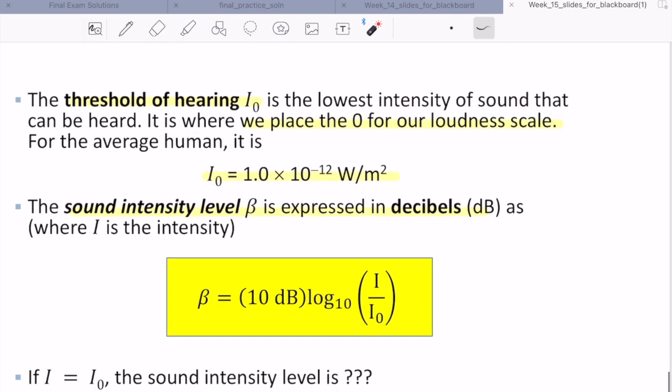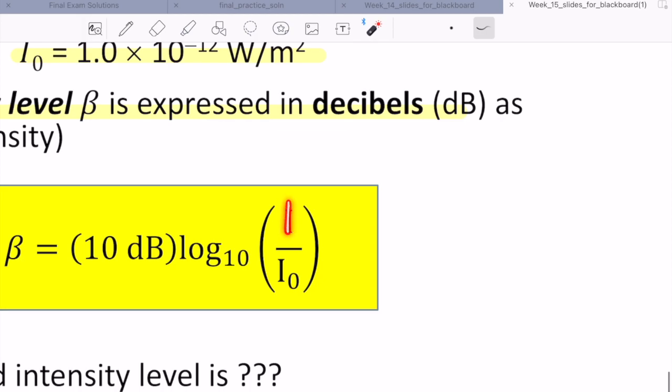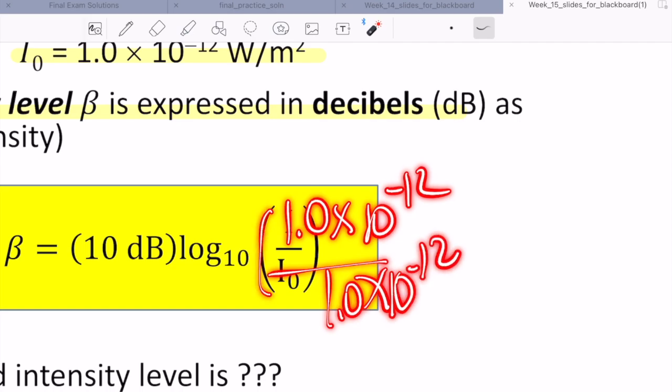This equation integrates a couple of different variables. It's 10 decibels times log base 10 of your intensity divided by intensity sub 0, which is the threshold of hearing. The threshold of hearing is the lowest intensity of sound that can be heard, and based on that, that's where we place the 0 for our loudness scale. If we were to hear something at an intensity of 1.0 times 10 to the negative 12 watts per meter squared, and plugged this into the equation, 1.0 times 10 to the negative 12 divided by 1.0 times 10 to the negative 12, what does the inside of the parentheses look like?